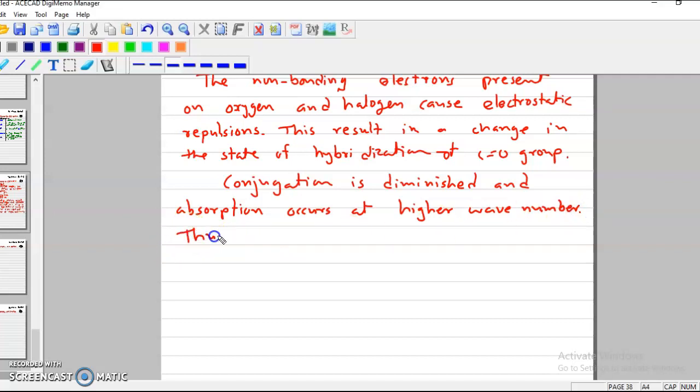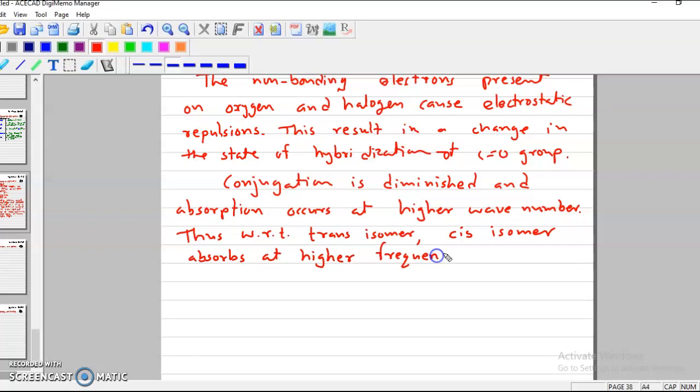Thus, with respect to the trans isomer, the cis isomer absorbs at higher frequency than the trans isomer.